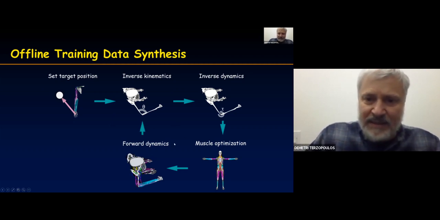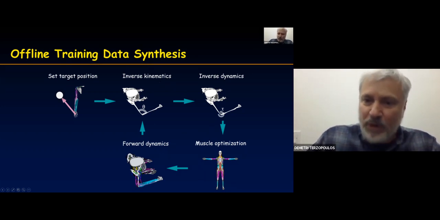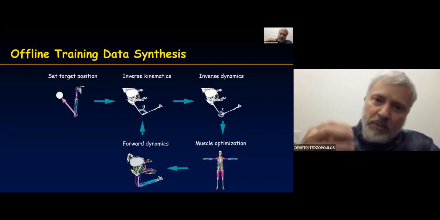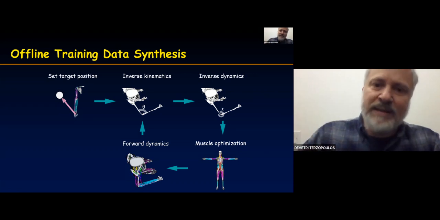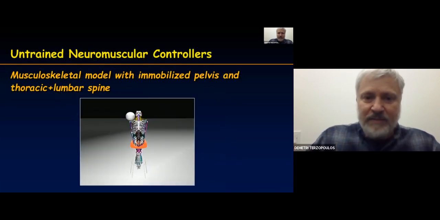And this is a loop that produces training data on the fly by solving incrementally the inverse kinematics, inverse dynamics, and muscle optimization problems, which are computationally expensive. But again, remember, this is just for synthesizing training data. It's all done offline. Once the data is synthesized, the model then learns from this training data.